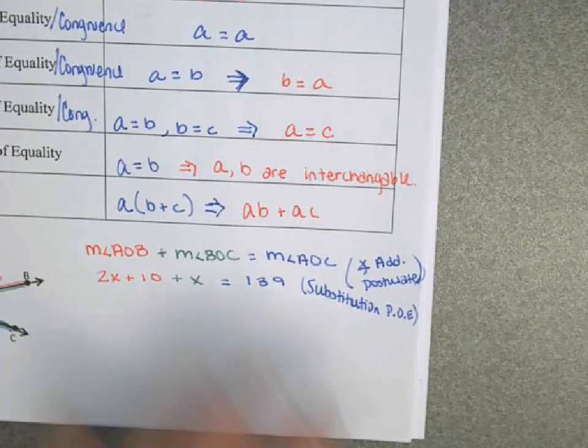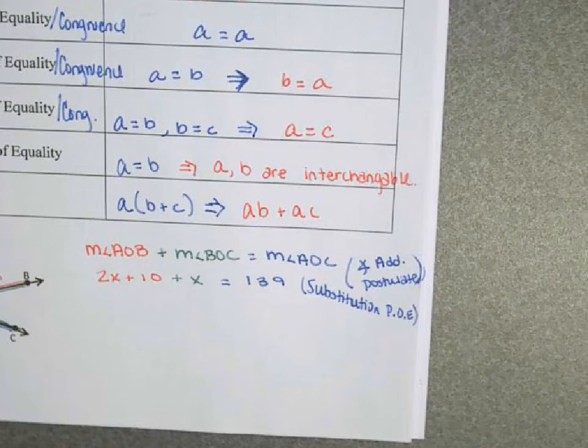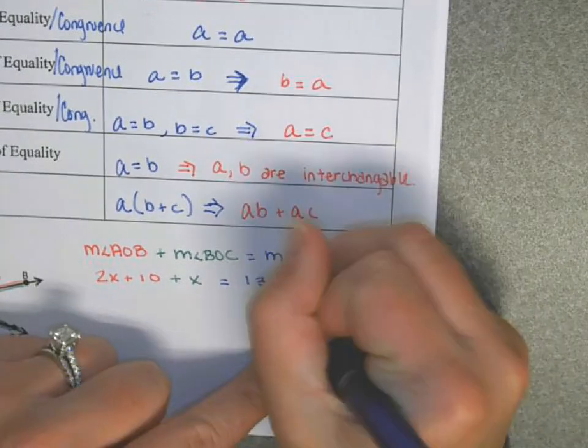Okay, so I'm allowed to set up my first one by the angle addition postulate. My second one is the substitution property of equality. What am I going to do next? I need to solve for x, so what do I do next? Go ahead. Combine like terms. Oh wait, you just gave me the reasoning. You said combine like terms.